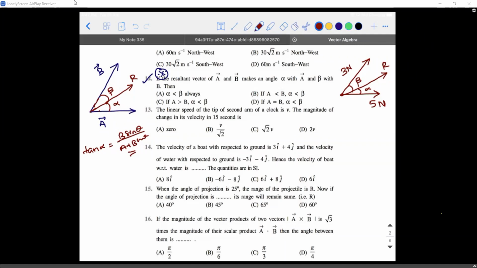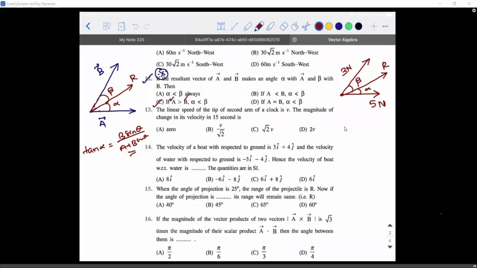Towards 5 Newton, alpha. Answer is 5 Newton, correct. So keeping that point in mind, look at the options and tell me which one is right. Option B, sir. I guess C, sir. If A is greater than B, then alpha should be less than beta. Answer C. That's right. So more is the force, lesser is the angle. Got it? That's right.